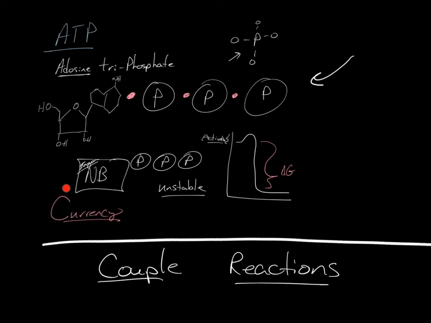That means you need currency. You need something to pay for that work. All that work has to be paid for, and this is it. This is your cell's dollar. This is the greenback that your cells work on. Without ATP, there's no work going to get done, and life ends. Next, we'll be talking about coupling the reactions. Coupling reactions is how you get the other chemical reactions to work with this ATP.